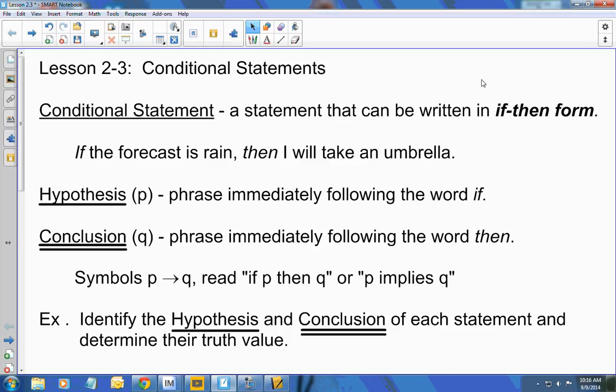And these are statements that can be written in if-then form. For example, if the forecast is rain, then I will take an umbrella. That is a conditional statement written in if-then form. The conditional statement has two parts.